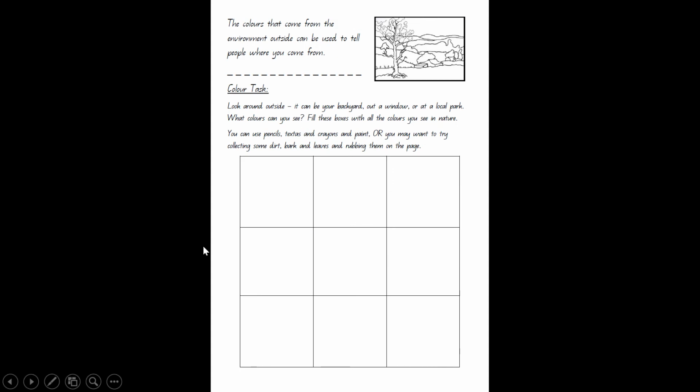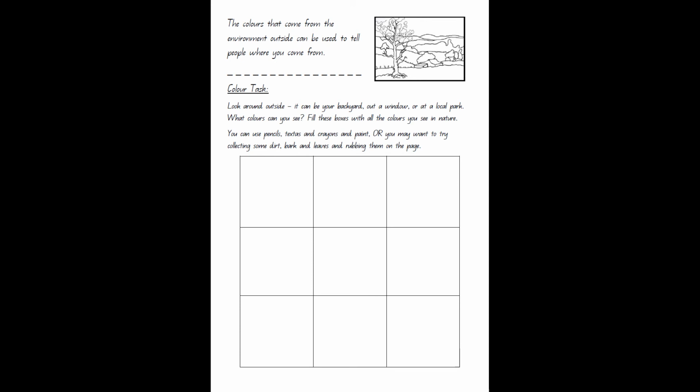When you've finished with that, I've got another activity for you on this side. This says that the colours that come from our environment outside can be used to tell people where you come from. We've got a scene here, and we know that we probably have a nice tall brown tree and some rolling hills, and depending on the colours that you see there, you might be able to tell where that's from. If you think of Uluru, we all know that that is a dark reddy brown colour. Or Sydney Harbour, you have the grey of the bridge, the blue of the harbour water, and the white of the Sydney Opera House sails. Very iconic.